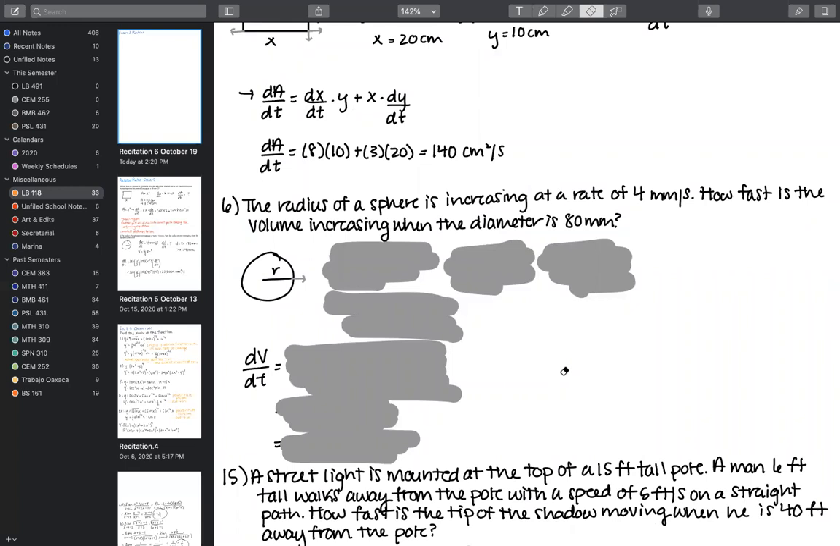The radius of the sphere is increasing at a rate of 4 millimeters per second. How fast is the volume increasing when the diameter is 80 millimeters? So we're told that the radius of the sphere, dr/dt, is equal to 4 millimeters per second. On my diagram over here, I've called this r for obvious reasons. We're told that the diameter is 80 millimeters. So that means we're going to have to do some sort of a little conversion. That requires you to know that the diameter is 2 times the length of the radius.